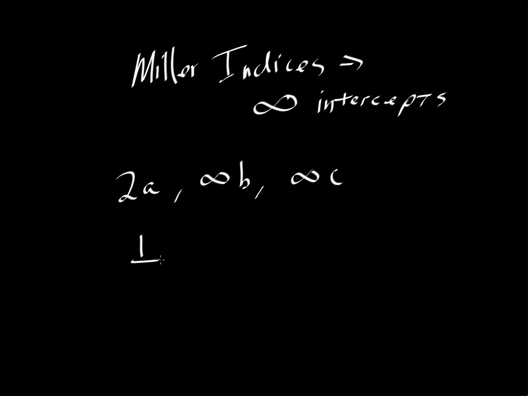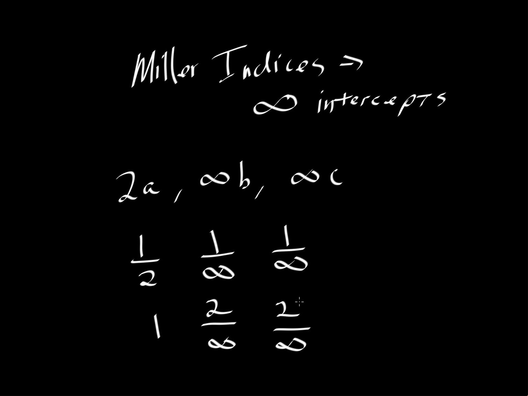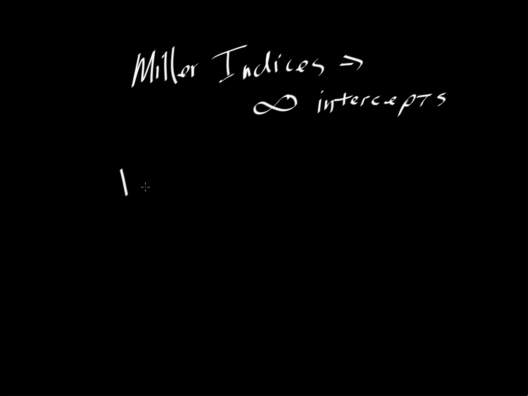Now, if we want to invert to get the Miller indices, we would have 1 over 2, 1 over infinity, 1 over infinity. We can multiply out by 2 to clear that fraction, and so we would have 1, and then 2 over infinity, and 2 over infinity. And you'd say, well, they're not really cleared, but here's another way of thinking about it. So let's just rewrite this. So we have 1, and then 2 over infinity, and then 2 over infinity.